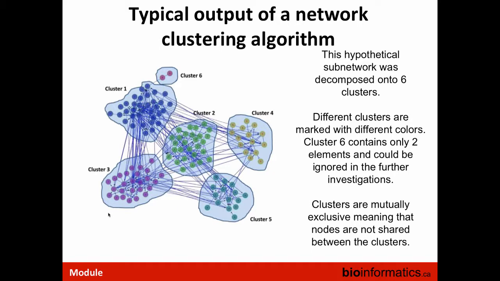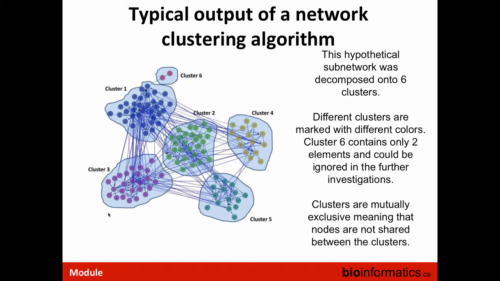Now, I might ignore that for my further investigations, and the reason is that when you start annotating these modules, 2 genes could well have many, many biological functions, and the question is which biological function you are looking for. When you have larger groups of genes, you still could potentially get a lot of biological processes, but the chances are you can narrow that list down to a handful of pathways. The other thing to point out is that the clusters are mutually exclusive, meaning that nodes are not shared between the different clusters. So a particular gene or protein will exist in only one cluster.